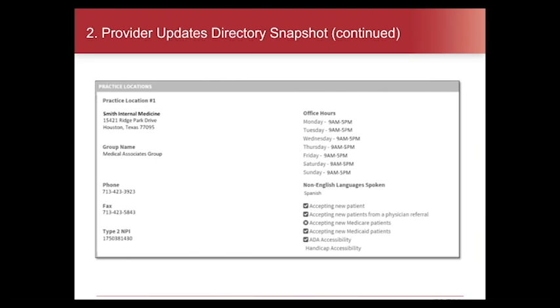And then finally, we will actually list each of the practice locations that we have on file for each provider. That's important because over time they may change practice locations, and this is an opportunity for them to edit, actually remove practice locations that are no longer current. They can also indicate, and again, there could be multiple group names that they're practicing under, as well as their current phone number, fax number, a type 2 NPI if they are currently utilizing one.